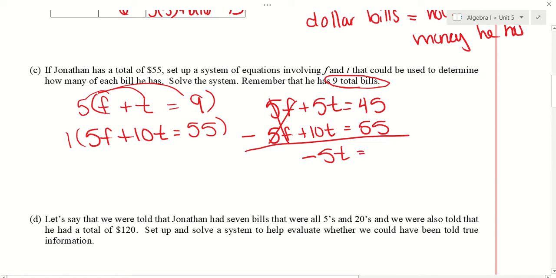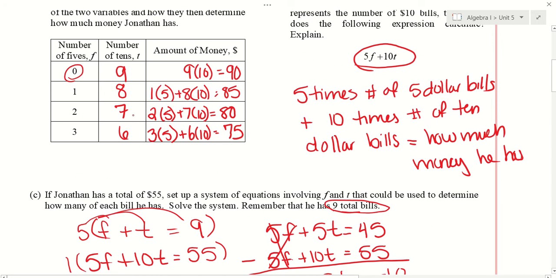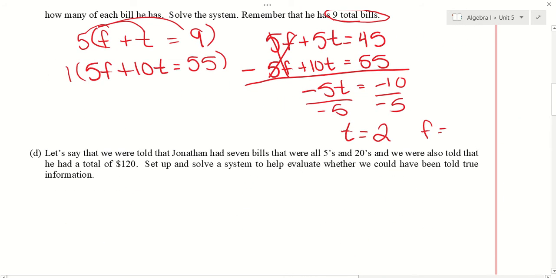45 minus 55 is negative 10. Divide both sides by negative 5. How many $10 bills does he have? 2. Well, how many $5 bills would he have? How many total bills does he have? 9. If he has 2 $10 bills up here, how many? Oh, we don't have 10s though, but opposite, we have 7 $5 bills. So that's the answer for this system.